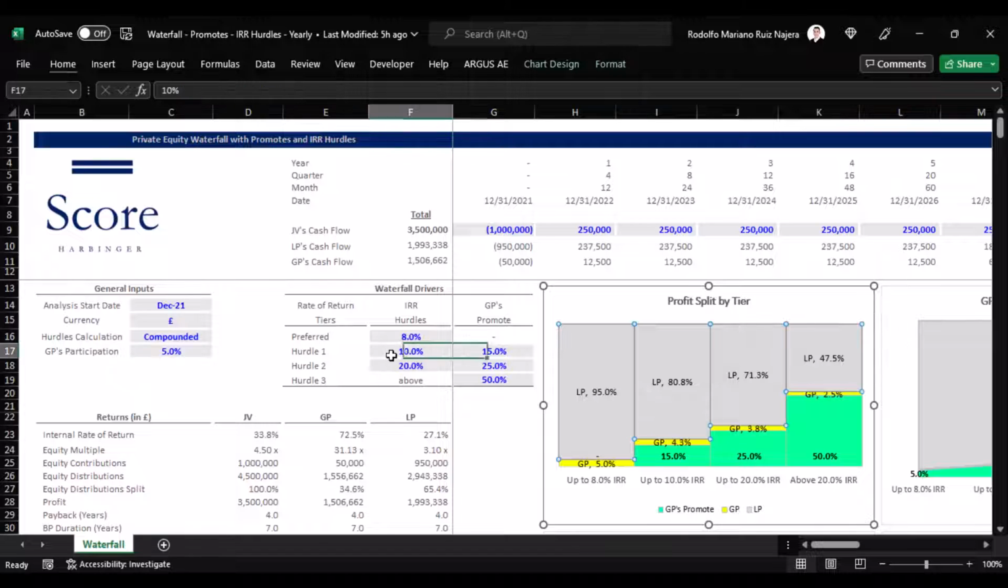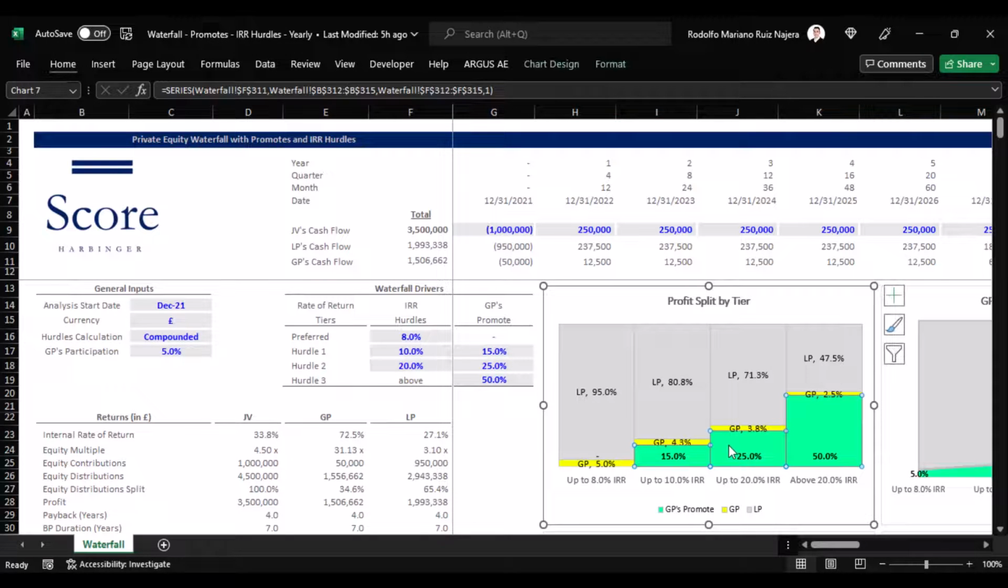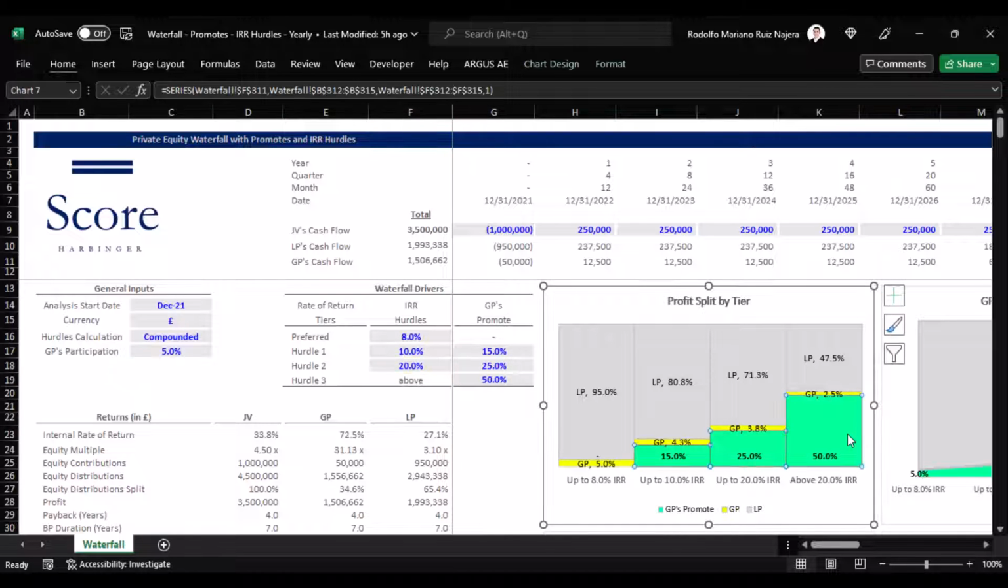Then from a 10% IRR to a 20% IRR, he gets a 25% promote, which means that he is earning first 25% of the profit distributions in this tier, plus 5% of the remaining profits in this tier. And then finally he would receive 50% of all profits above a 20% IRR, plus his 5% pari passu profit distribution of the remaining profits.